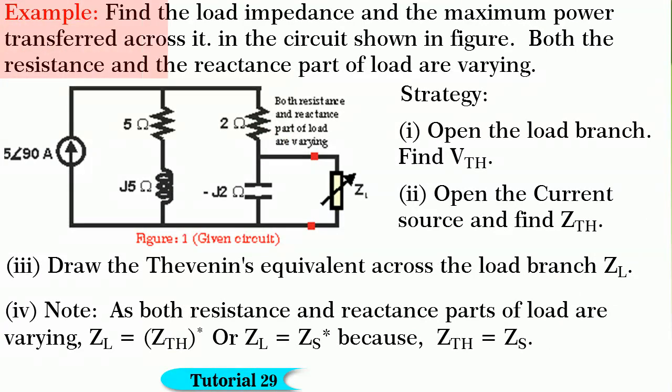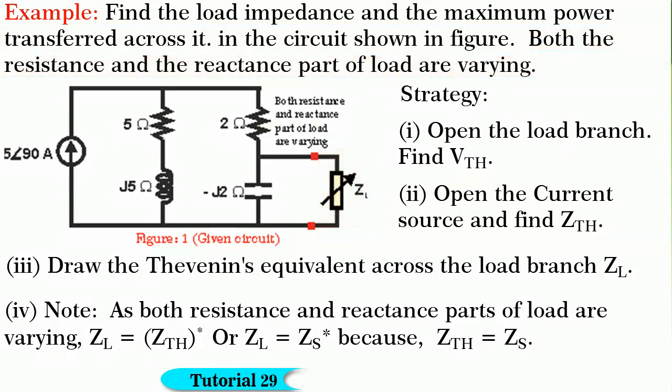Friends, now let us solve only one numerical example in this tutorial to emphasize the concept we have learnt. We shall solve some more examples in the subsequent tutorials. In this example, we are required to find the load impedance and the maximum power transferred across it when both resistance and reactance part of the load are varying.